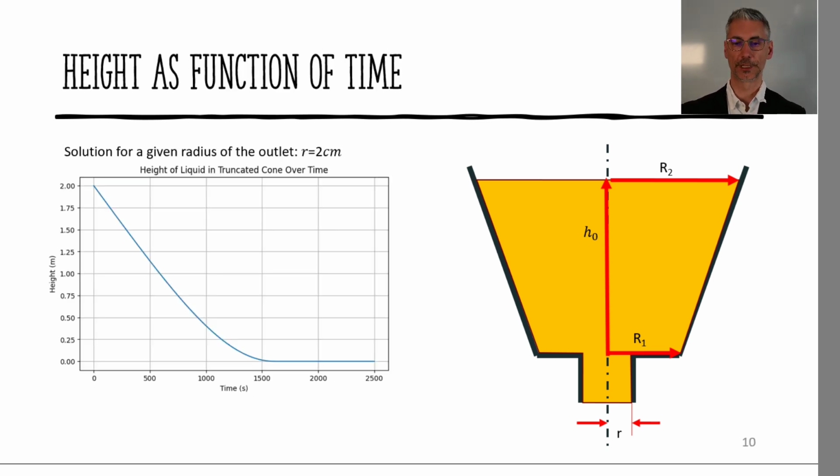So if you plot this for a given radius, it would look like this. This is not the final solution, but if you assume for a moment that the radius of the outlet orifice is 2 centimeters, then it takes about 1500 seconds, give or take, for this vessel to empty.